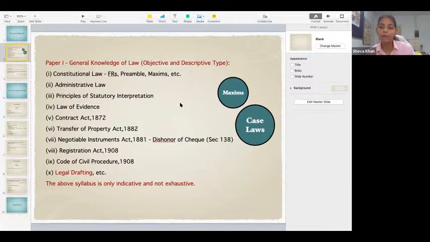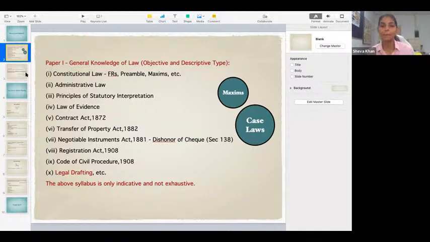And also there were significant questions from legal maxims as well. So isliye it is advisable ki jab aap isko prepare kare is syllabus mein aap jab step wise move karenge, so aap apne maxims ko, case laws ko, sections pe jo aapki command hai aur question paper ki jo requirement hai usko dhyan rakhte hue hi prepare kare. So this was all for paper 1.